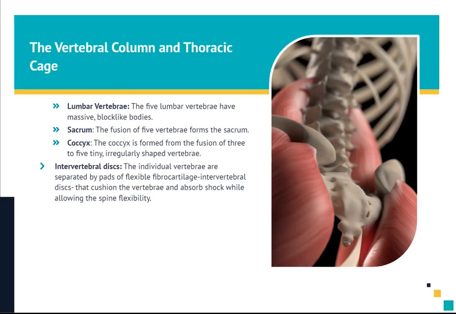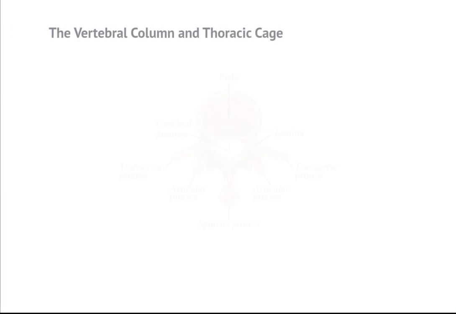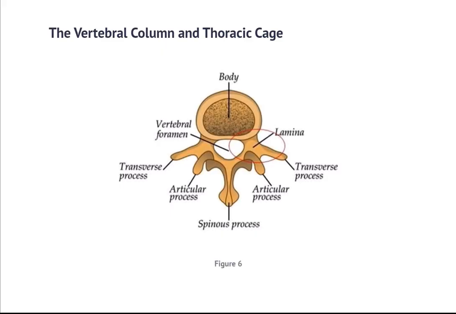Intervertebral discs. The individual vertebrae are separated by pads of flexible fibrocartilage intervertebral discs that cushion the vertebrae and absorb shock, while allowing the spine flexibility. Figure 6.